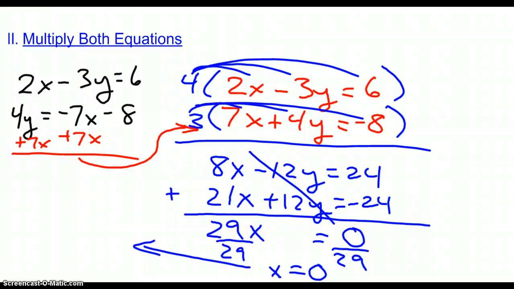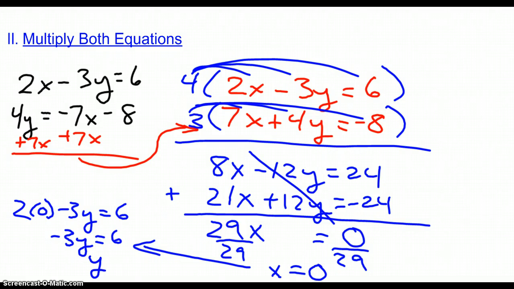Okay. So we end up with 2 times 0 minus 3y equals 6. So negative 3y equals 6. So everybody tell me, what is y equal? Negative 2. Very good, negative 2. Again, write it as an ordered pair. I'm squeezing this in the box, but write it as an ordered pair.